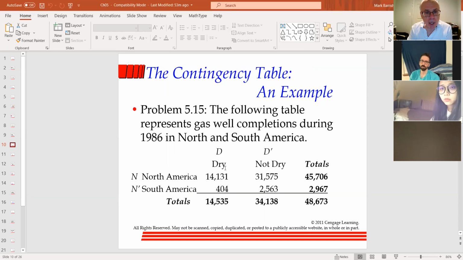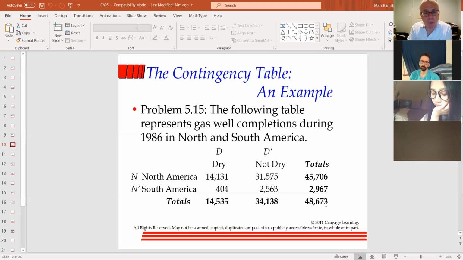And so how many gas wells are we looking at here? Can any of you say how many gas wells were in this study? I think it was during 1986 in North and South America. What was the total number of gas wells that were looked at, based on the table you're looking at there? 48,673. Thank you. That's exactly right. That's the total. So this is typically your total number in the sample, in the survey, or census. Maybe it's a census, but most likely a survey.